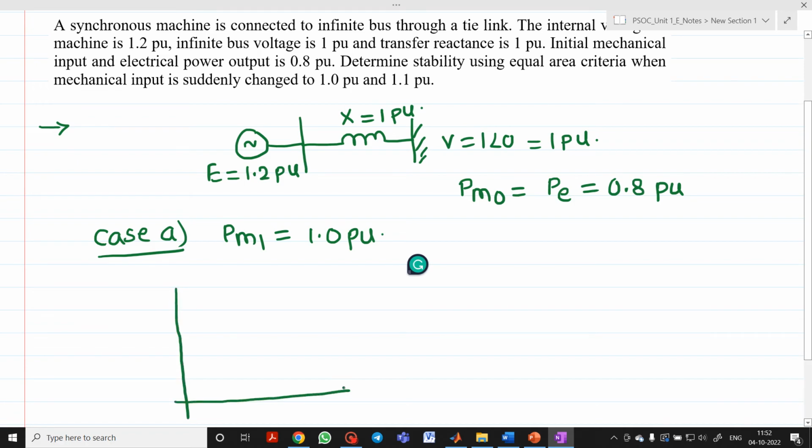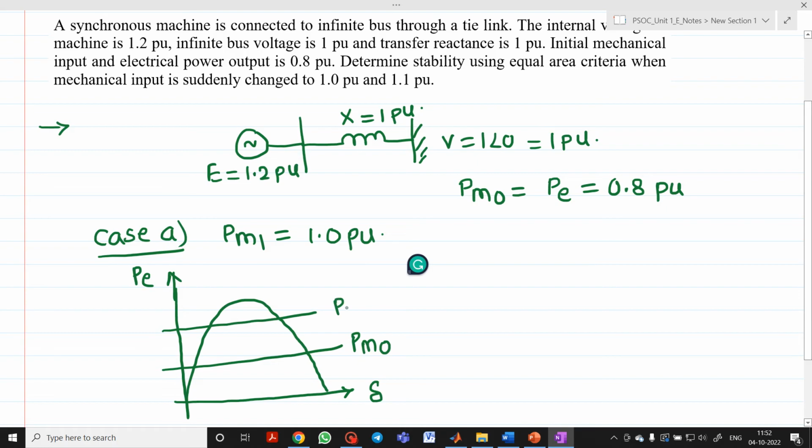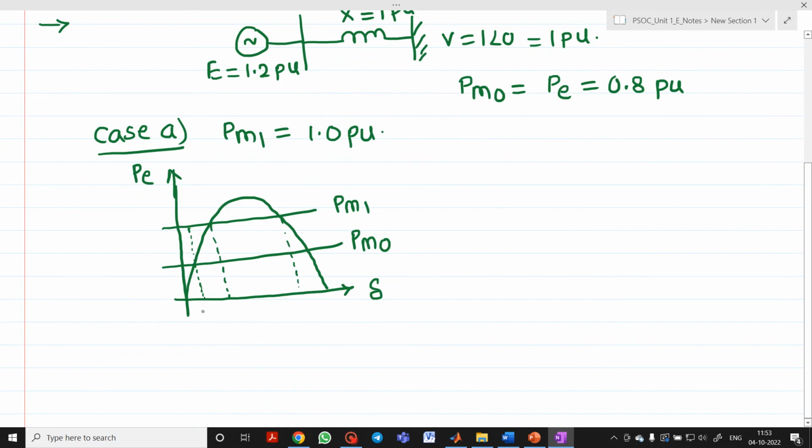So I will draw a curve here. This is your load angle delta. This will be your PE. So this is your P delta curve. Initially this will be your PM0 and this will be your PM1. Now you know how to draw this curve. So I will first draw this curve, I will complete this, and then we will discuss how to solve this. If you see, this is your delta 0, this is your delta 1, this will be your delta max. This is pi, this will be 0.